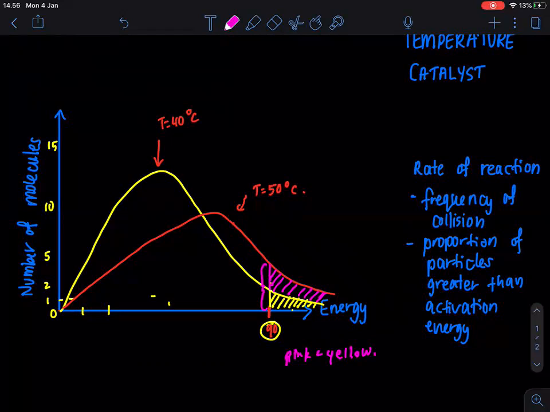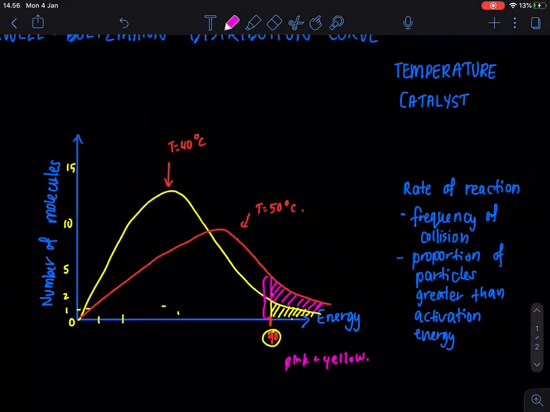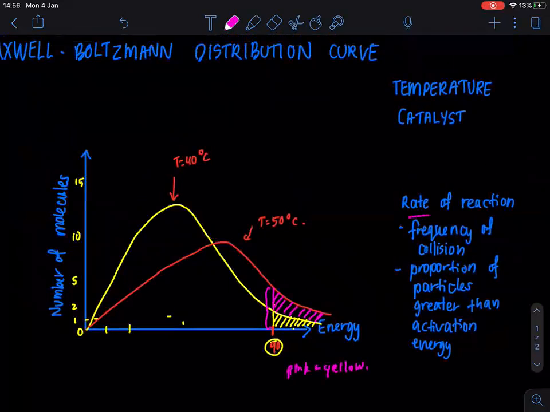So anyway, we can see that the proportion of the particles having greater than activation energy is more. So we know that the rate of reaction depends on the frequency of collision. Generally, when you increase the temperature, they will collide more. So frequency of collision generally increases. So 40 to 50, yeah, 50 will have more collision. And we can see the proportion of the particles greater than the activation energy is more.